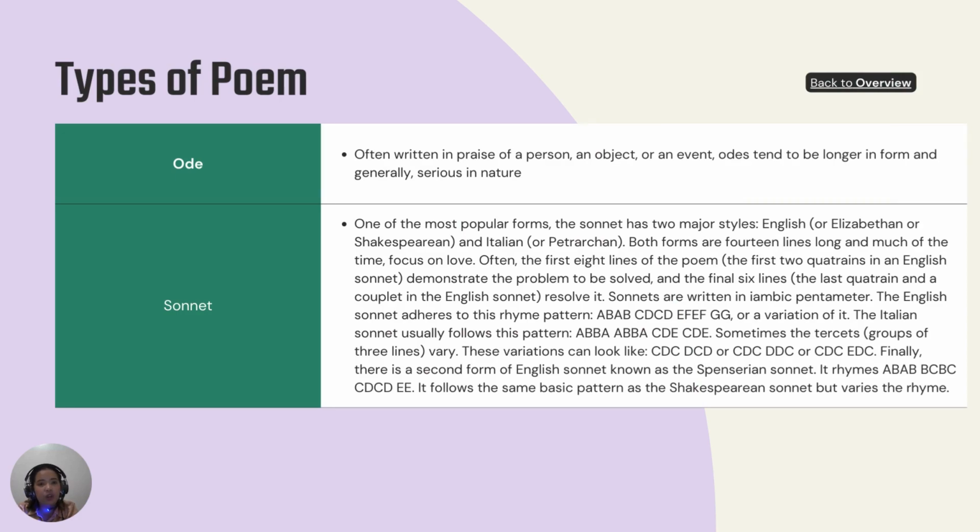So another is ode. Ode is often written in praise of a person or an object, and odes tend to be longer in form and generally serious in nature. And the last one is sonnet.